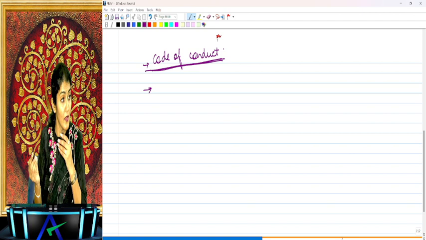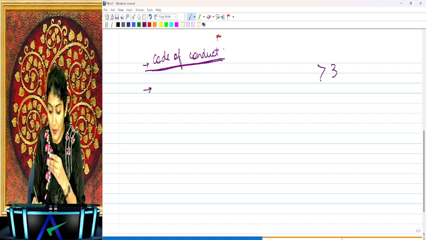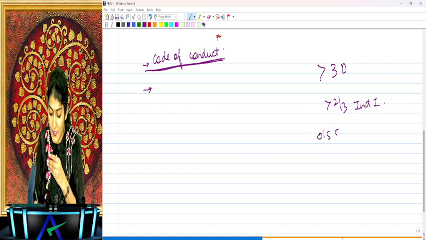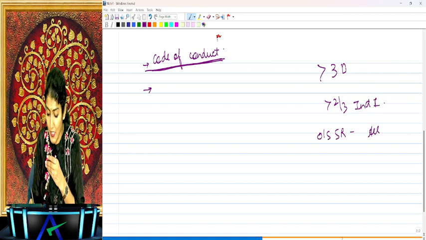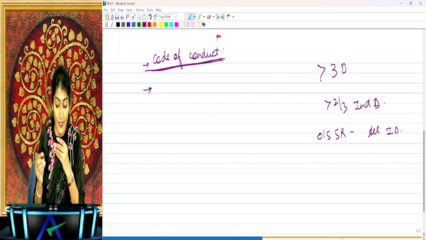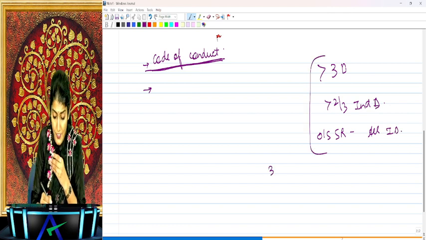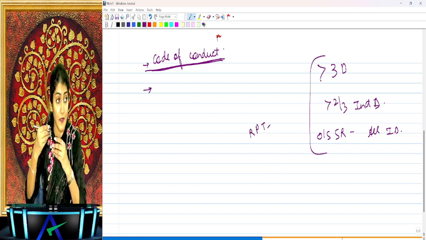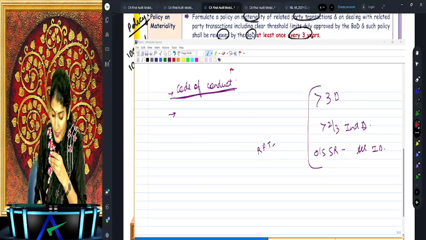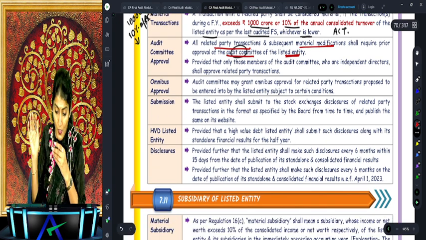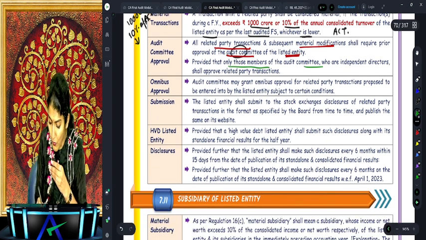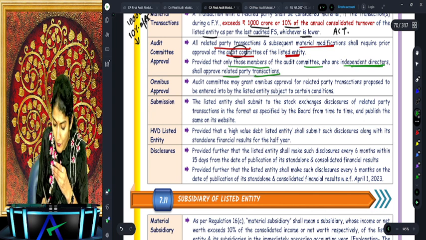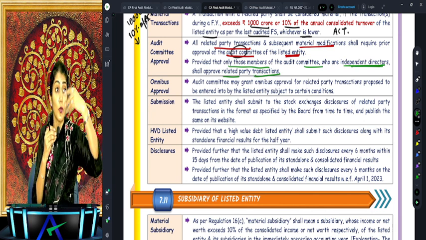Did we study the constitution of the audit committee? What did it say? Minimum 3 directors. At least 2/3 shall be independent directors. If it has outstanding superior right equity shares, then all shall be independent directors. Do you understand that? Now, all related party transactions and modifications require the prior approval of the audit committee. It says only the independent members of the audit committee will approve the related party transactions. Only those members of the audit committee who are independent directors will approve. Right? So 2/3 have to be independent.